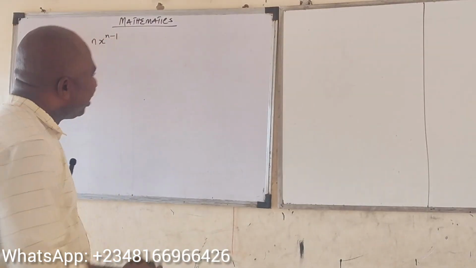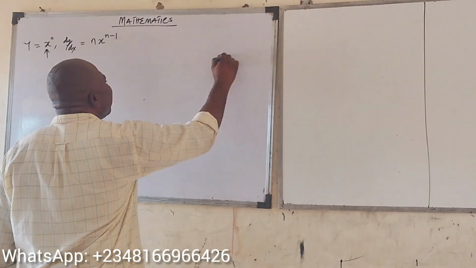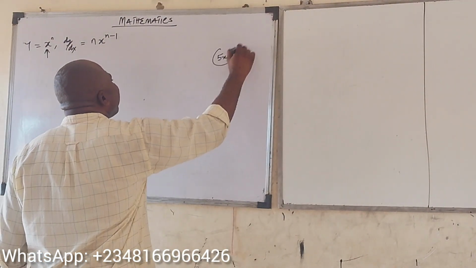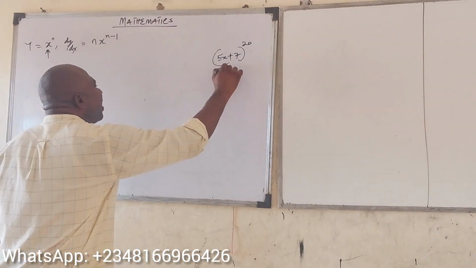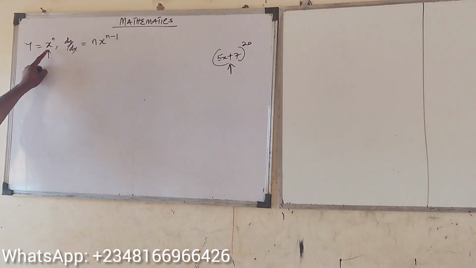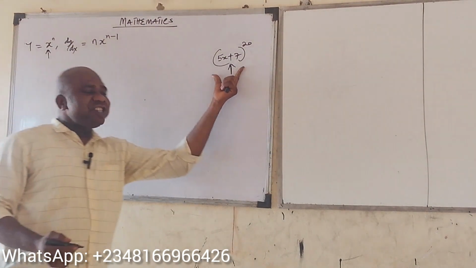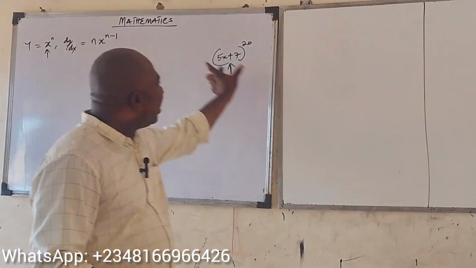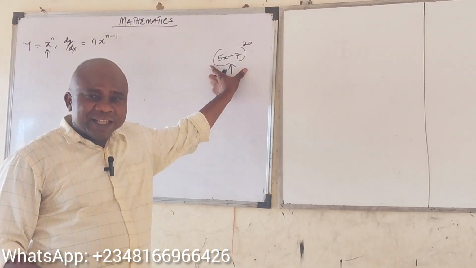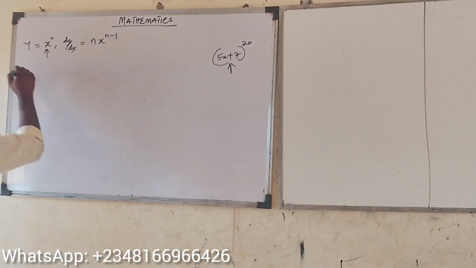Now let's look at this. If you have 5x plus 7 all raised to the power of 20, you can see here that 5x plus 7 has taken the position of x. So it means this is a function of this monomial function.